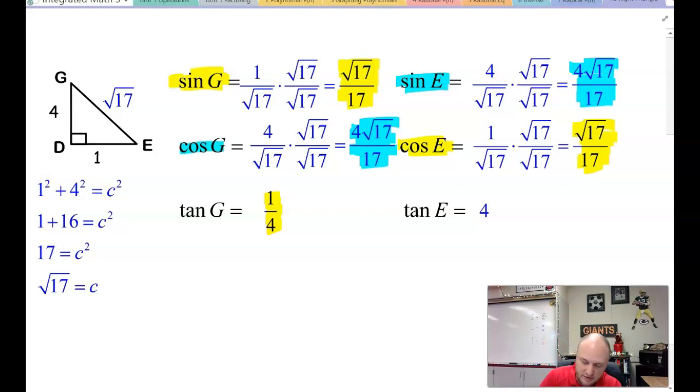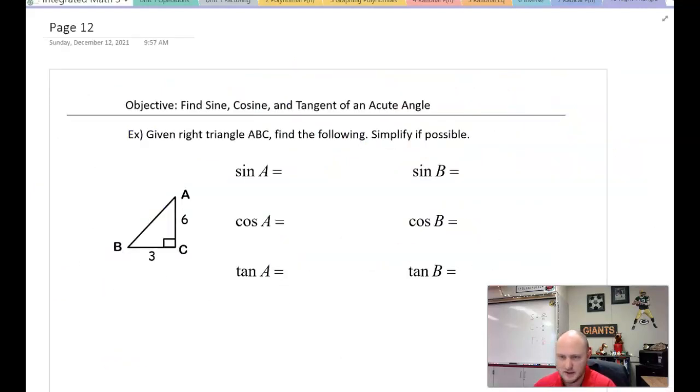And then two, maybe you picked up on this, between the tangent values, these are just reciprocals. 1/4, 4. You just flip them, and that's it. All right. Next example.